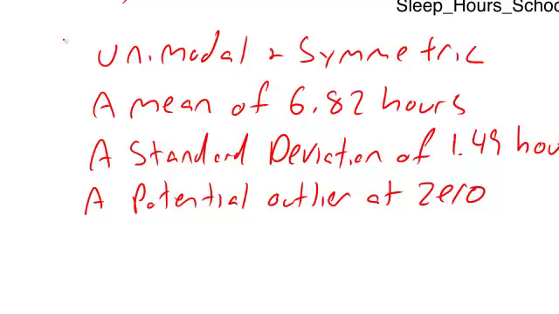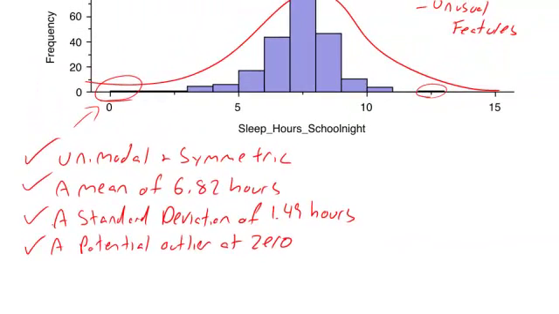So I did my four. I did my shape, I did my center, I did my spread, I did my unusual features. Those are the four I need to talk about. It was appropriate for a symmetric graph that I did the mean and standard deviation. If this was a skewed graph, skewed right or skewed left, I have to use the median and IQR.